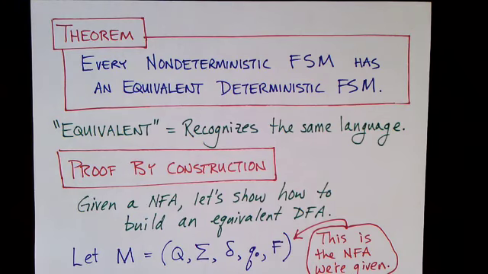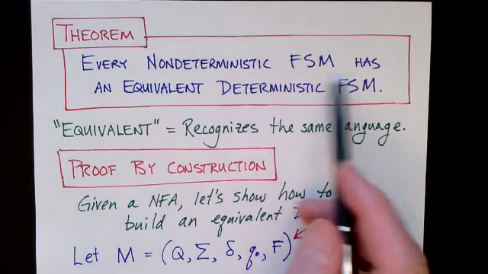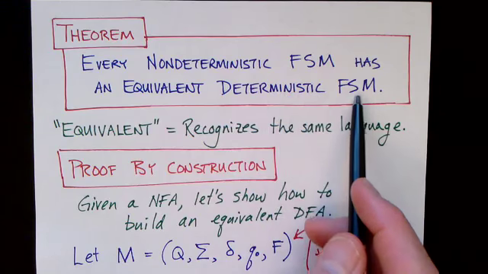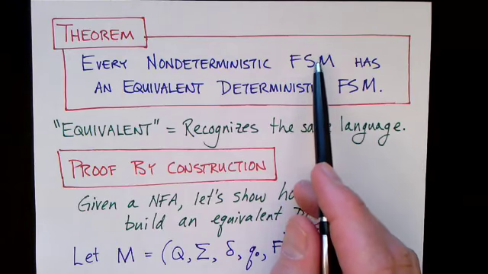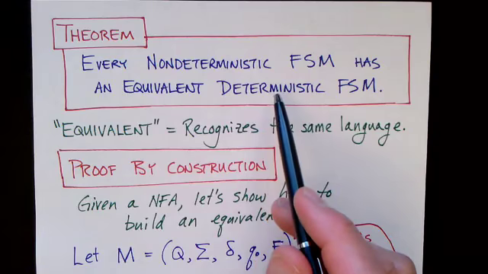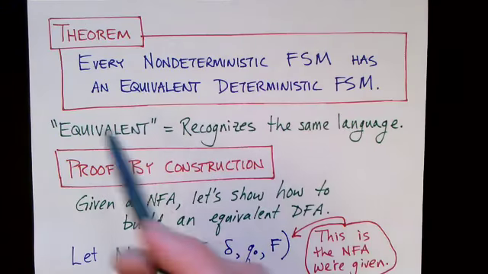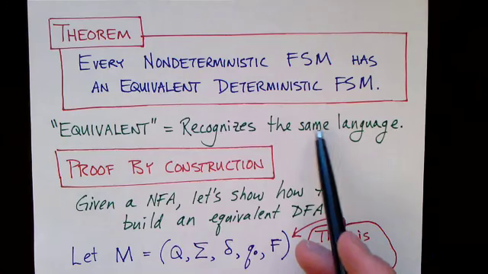Here's our theorem that we're trying to prove. Every non-deterministic finite state machine has an equivalent deterministic finite state machine. In other words, if you have a non-deterministic machine, we can build an equivalent deterministic machine. What do I mean by equivalent? Well, just that it recognizes the same language. So it does the same thing.